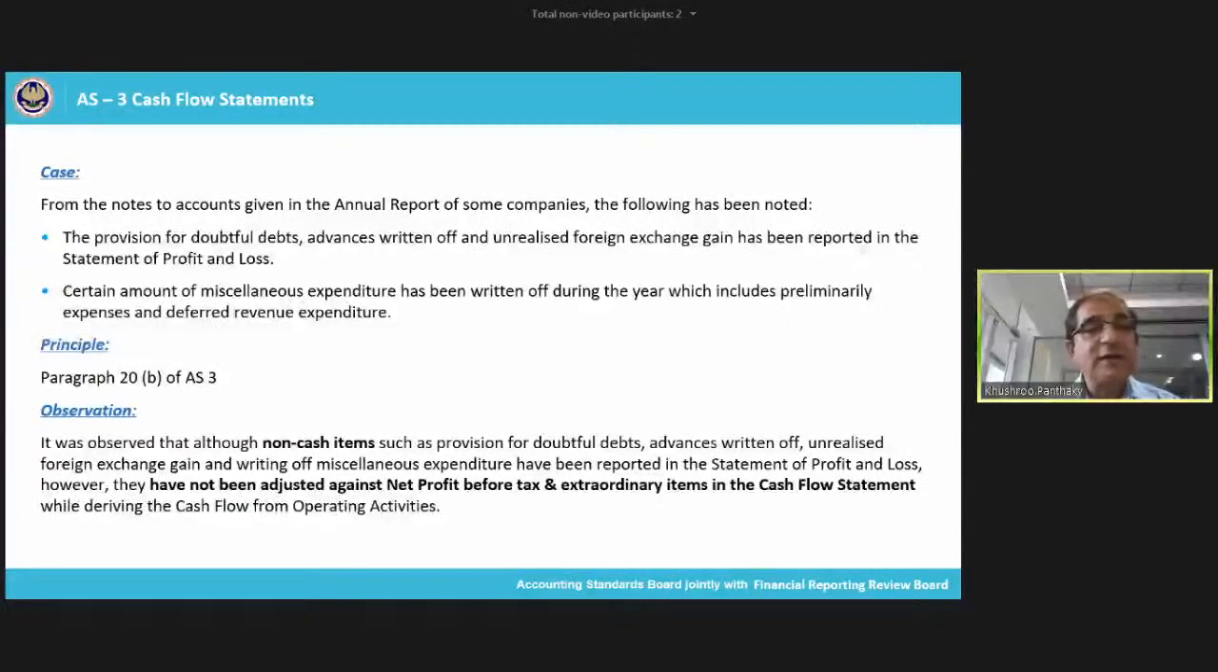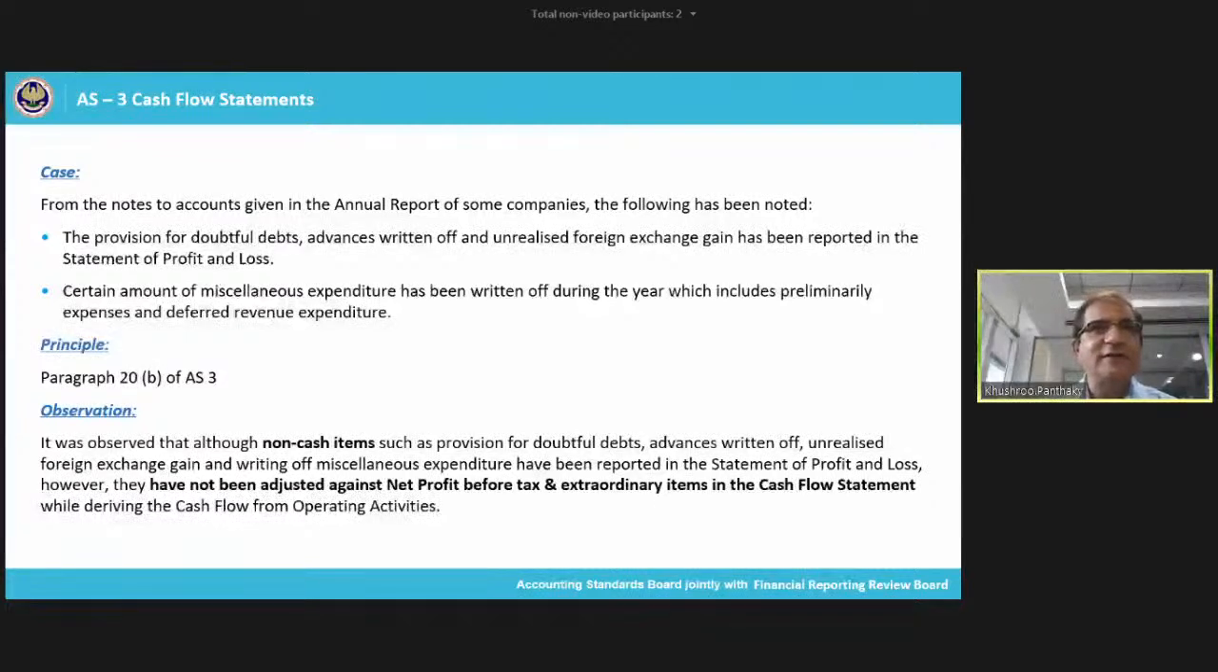P&L, which is fine. Certain amount of miscellaneous expenditure has been written off during the year, which includes preliminary expenses and deferred revenue expenditure. First of all, that particular era is gone when you will have something like a miscellaneous expenditure. If you remember, maybe a few years ago, 10 years ago, we used to have miscellaneous expenditure sitting on the asset side as one of the last items. And then we used to have adjustments out there, preliminary expenses and all, but that's not there anymore. You are not required to have those kind of disclosures. And there is nothing like a deferred revenue expenditure anymore, whether it's under Indian GAAP or whether it's under Ind AS.